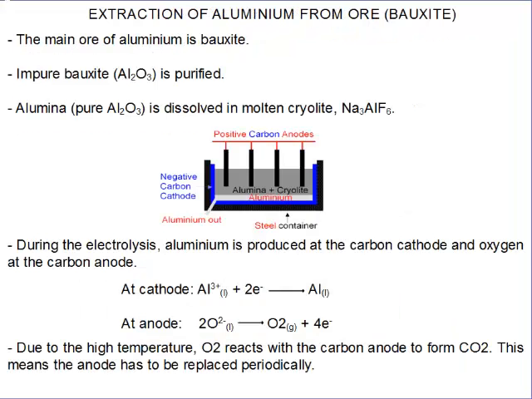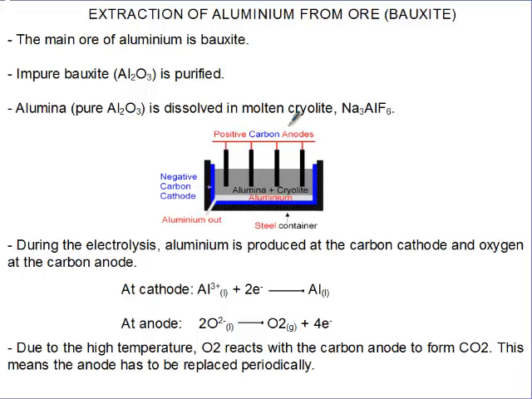Now let's look at an example of aluminium from its ore. The ore of aluminium is what we call bauxite. The impure bauxite is purified. Bauxite is impure Al2O3. After purifying the impure bauxite, we get alumina, pure Al2O3.